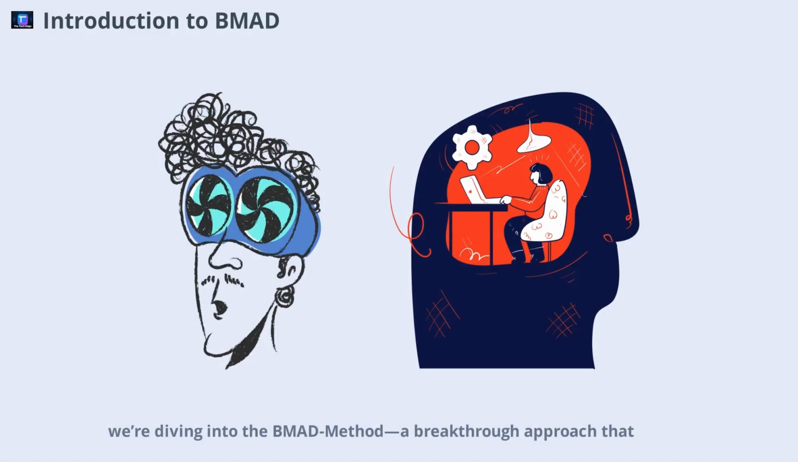Welcome. Today, we're diving into the BMAD method, a breakthrough approach that transforms how you work with AI on software projects. If you've ever felt frustrated by AI models losing track of context or mixing up roles, you're not alone. The BMAD method introduces a structured, repeatable, and team-friendly way to manage AI personas, making your projects more organized and efficient.